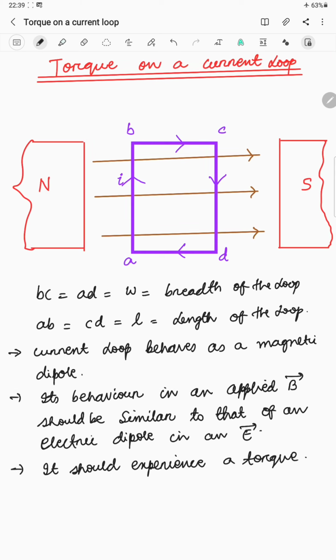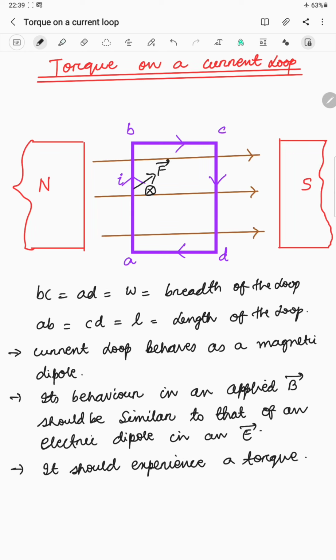You consider the AB side, and here the current is moving up. If I apply my palm rule, which I have also told you previously, the thumb will be the direction of the current, and I will open all four fingers in the direction of the magnetic field, and you can see the palm is pointing downwards. Therefore on AB the force will be into the plane of the paper.